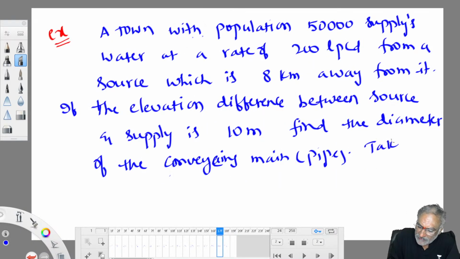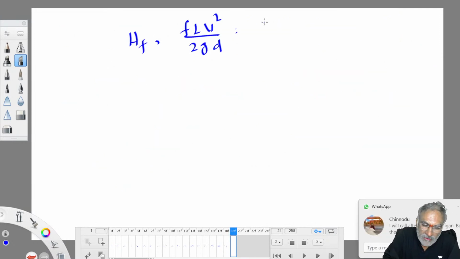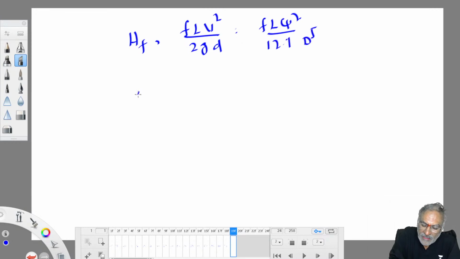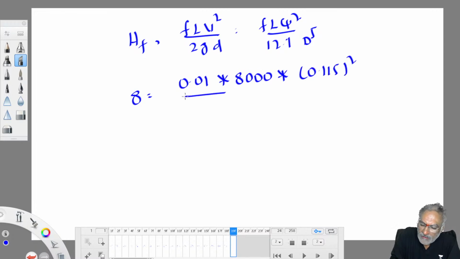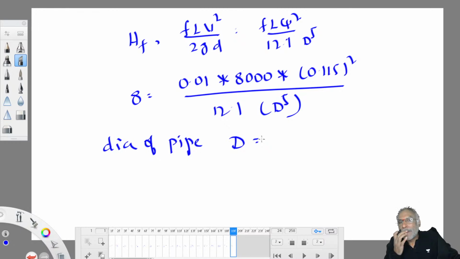So take friction factor F is equal to 0.01. Whenever friction factor F is given, you are expected to find by using the Darcy-Weisbach equation. Whenever CH is given, you are expected to work out using the Hazen-Williams formula. So this is FL Q square by 12.1 d power 5. The elevation difference between source and supply is 10 meters, F is 0.01: 10 is equal to 0.01 into 8000 into 0.115 square by 12.1 into d power 5. So diameter of the conveying pipe d is equal to how much? Come on, work it out, all of you. What is the d value?